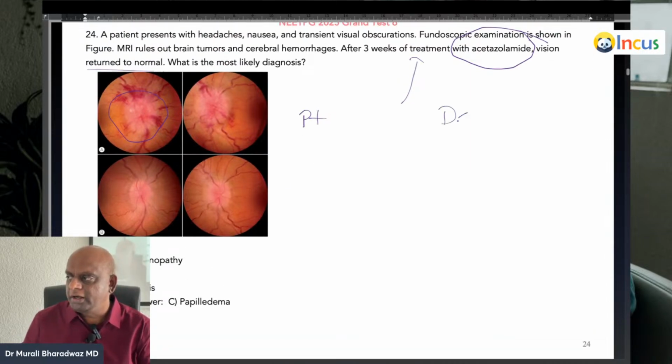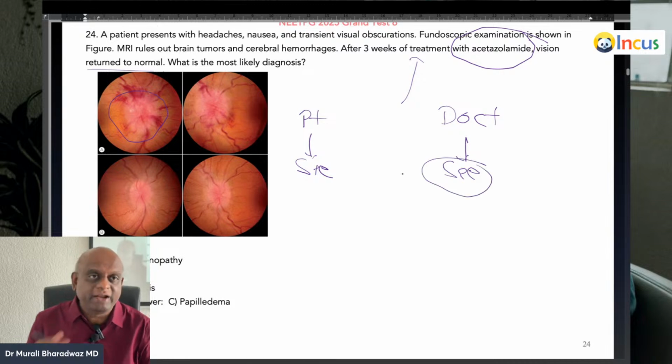Patient, doctor. Patient can see, doctor can see. What will the doctor see? If he does fundoscopy, he can see papilledema. But papilledema does not lead to significant visual obscuration, only transient. So patient can see, doctor also can see. That is papilledema.